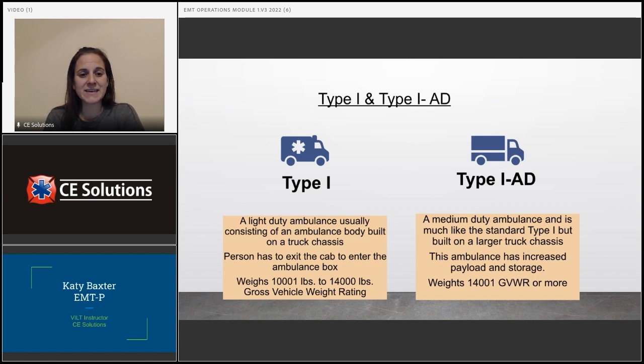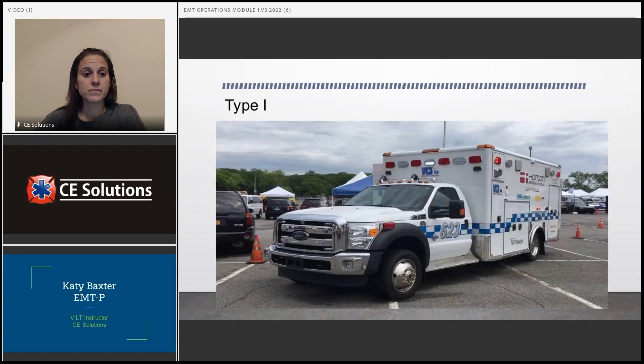The type 1 AD is a medium duty ambulance. It's much like a standard type 1, but it's built on a larger truck chassis. This ambulance has increased payload and storage, so 14,001 gross weight or more. Here's your type 1.